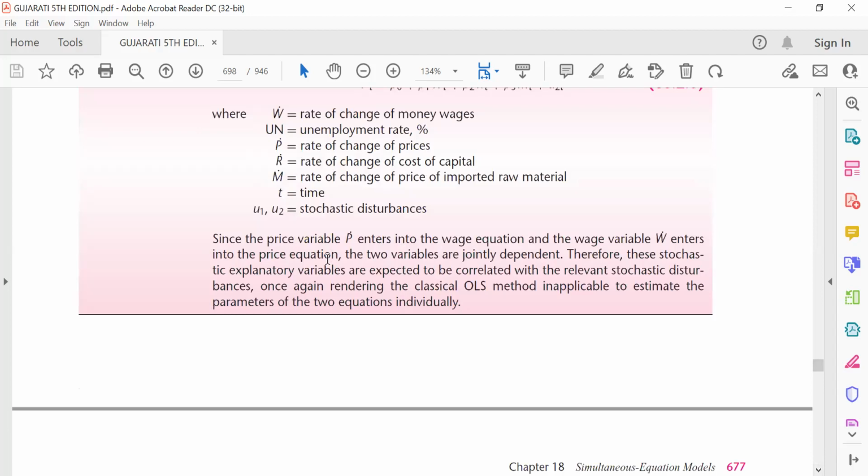Okay, since P enters into the wage equation and the wage variable enters into the price equation, the two variables are jointly dependent. Therefore, these stochastic explanatory variables are expected to be correlated with the relevant stochastic disturbance terms. So this is a violation of one of the very important assumptions in the classical linear regression model.